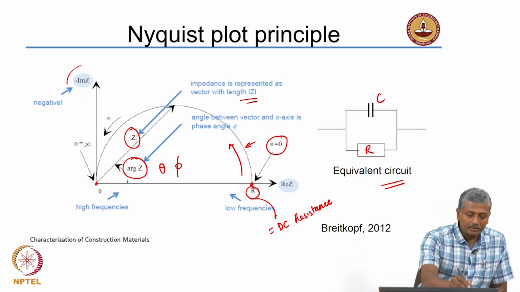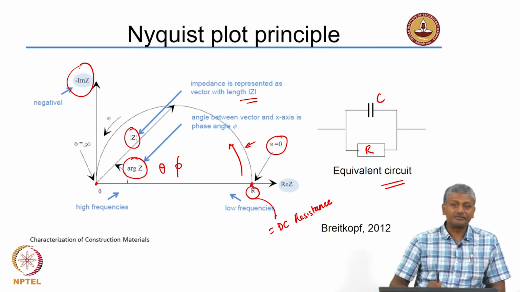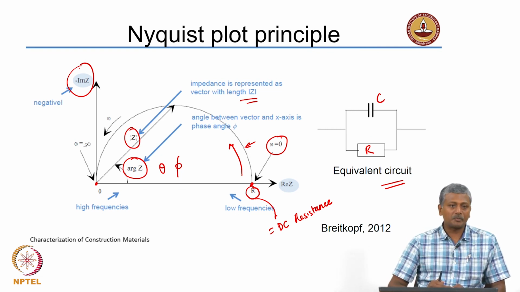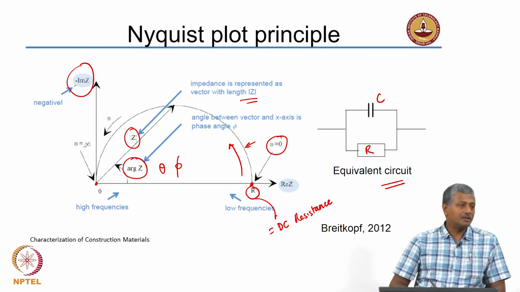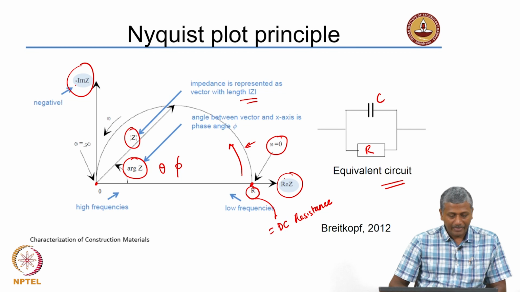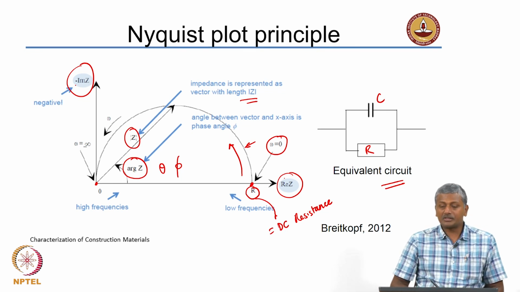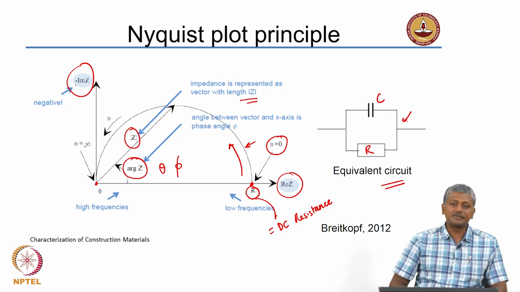Please note that this imaginary part, you actually plot the negative above the 0 point. That is how you will be actually representing it. The negative of the imaginary Z will be represented on the y axis, whereas the positive of the real Z is on the x axis. Okay, this is just the way that representation is done for this equivalent circuit which has a capacitor and resistor in parallel.